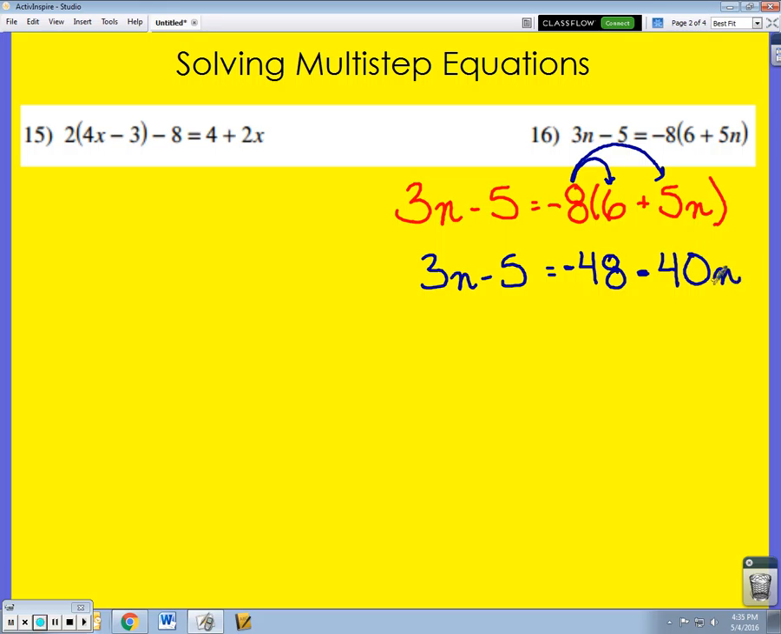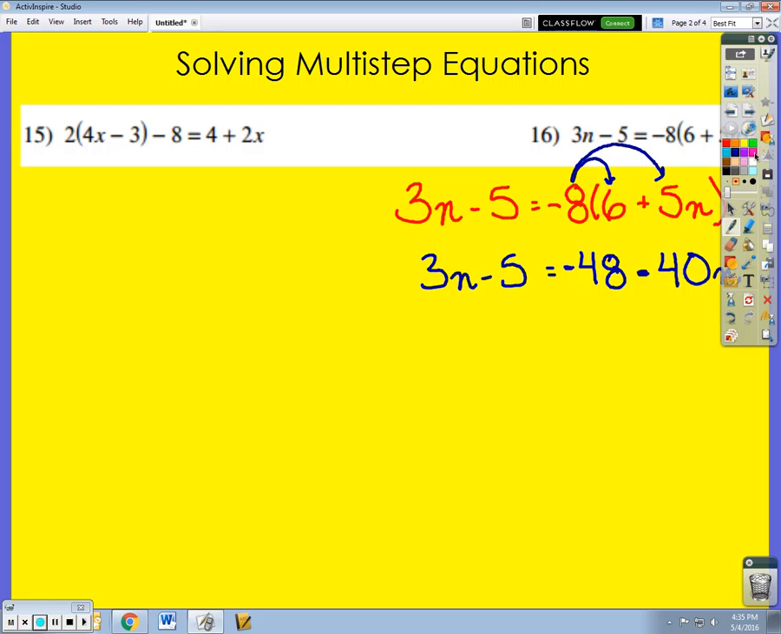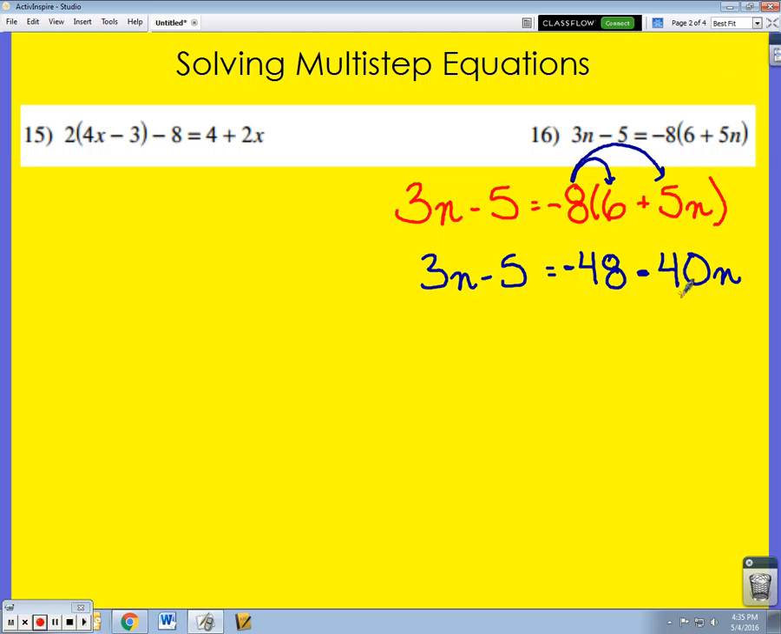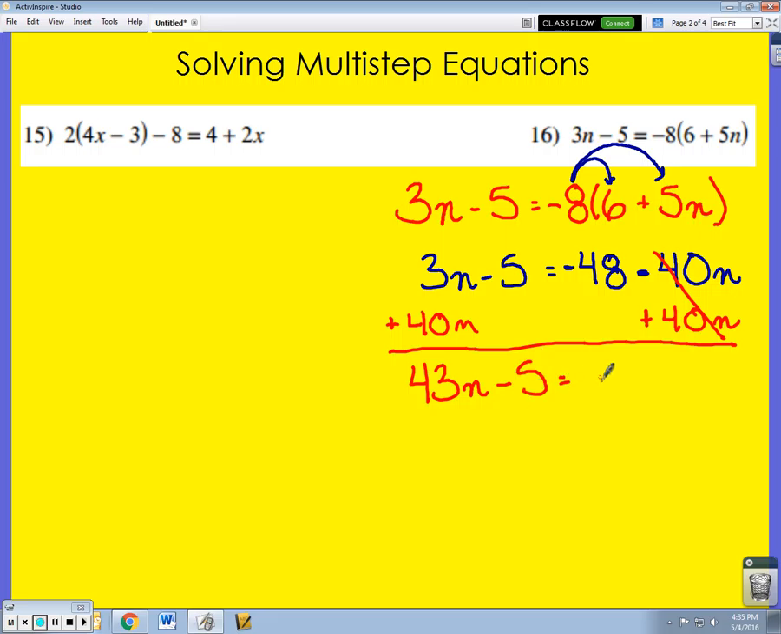Now everything is in terms. We have 2 terms on the left, 2 terms on the right. Let's combine all the terms now. What we might want to do here is get the n's to one side. So, there's -40n over here. Let's add them. It's going to be easier for me to add. So, plus 40n on the right side, plus 40n on the left side. They cancel out over here. We have 40 plus 3. That gives me 43n. Let's bring down what we didn't use. Minus 5 is equal to -48.